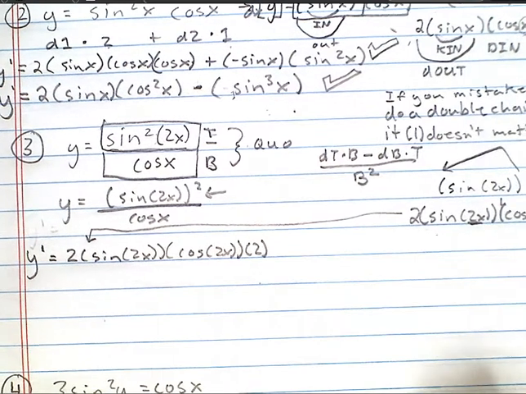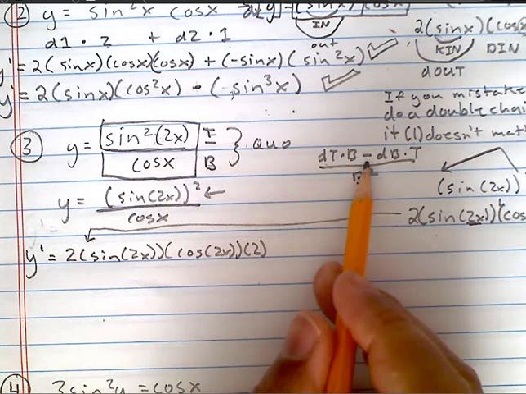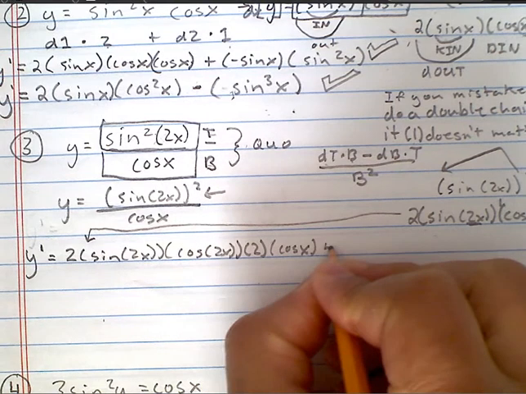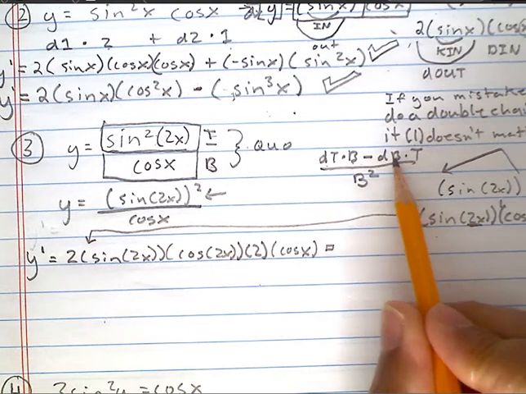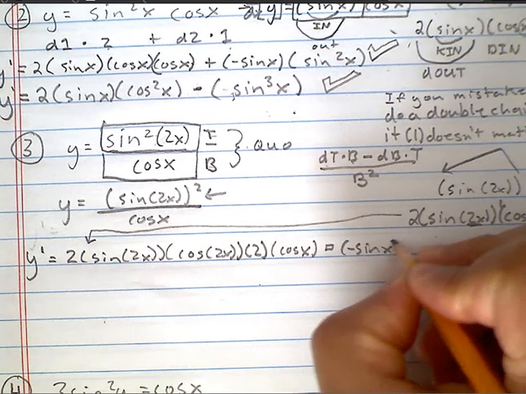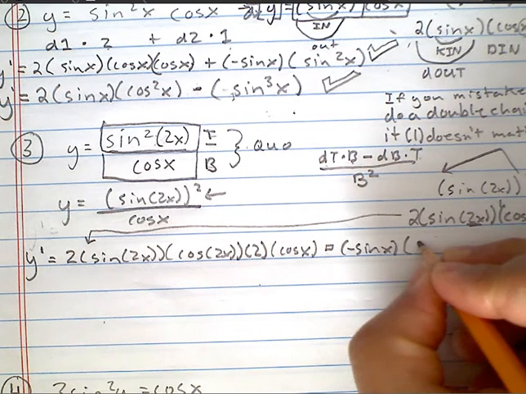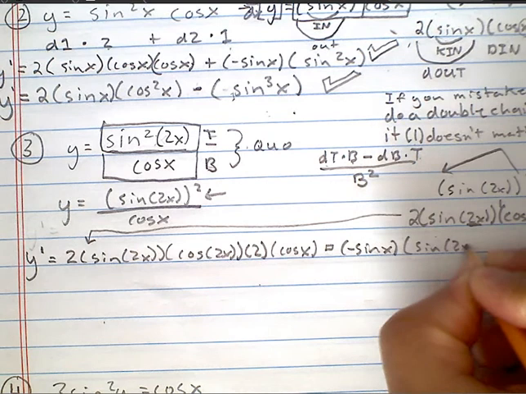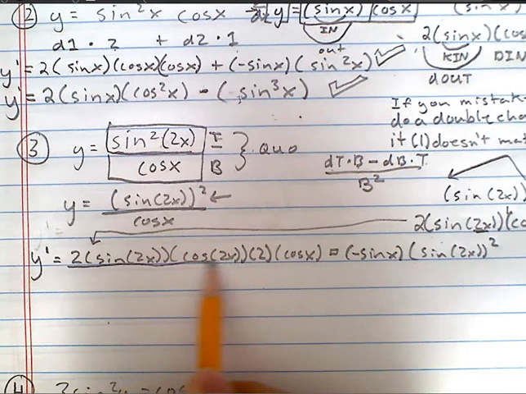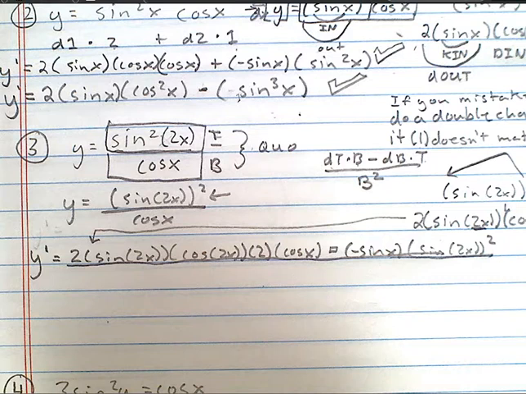Man, that's a mouthful. Alright, so there's my dt times my b minus db cosine x, which would be negative sine x, times your top, t. All over your bottom squared.